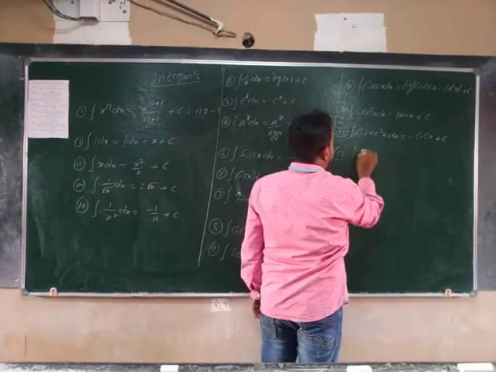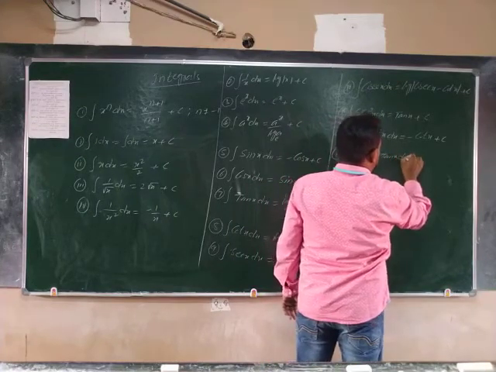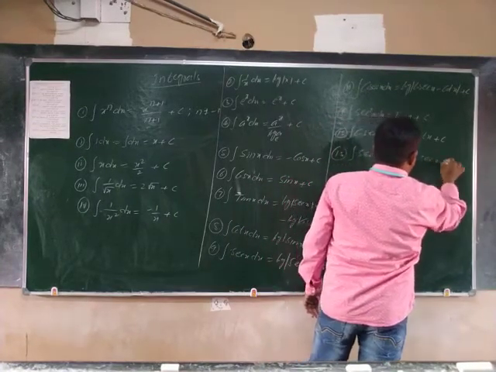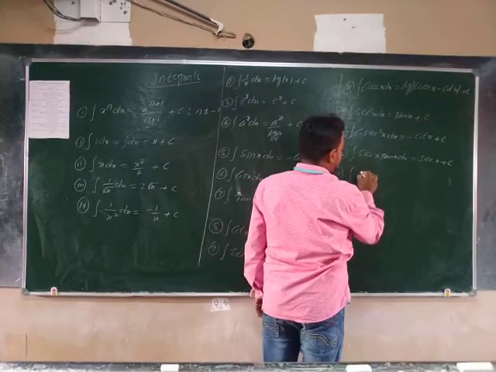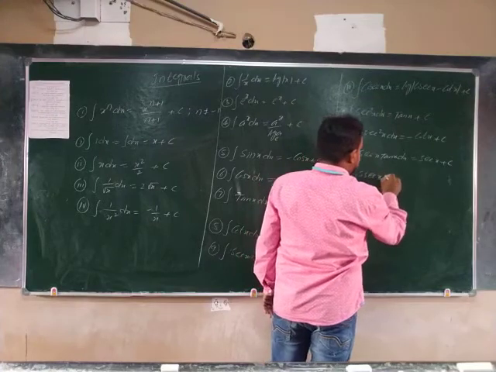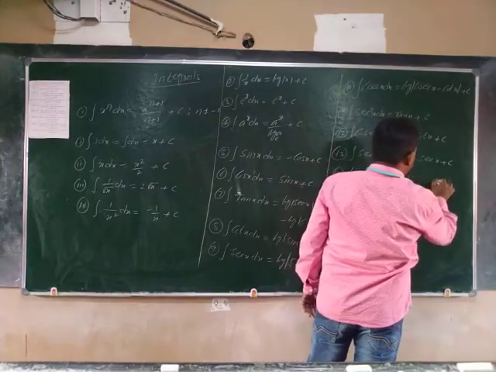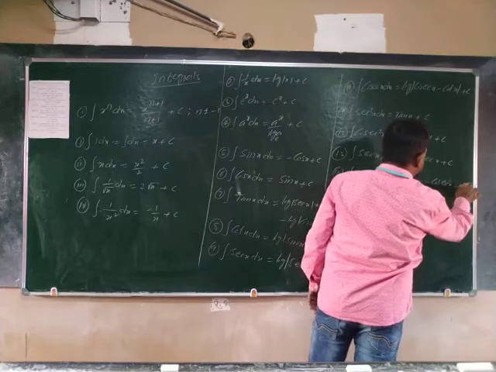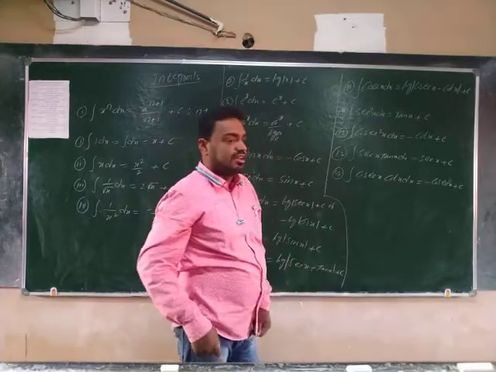13th one, integration of secant x into tan x dx is equal to secant x plus c. 14th one, integration of cosecant x cot x dx is equal to minus cosecant x plus c. These are the trigonometric function integrals.